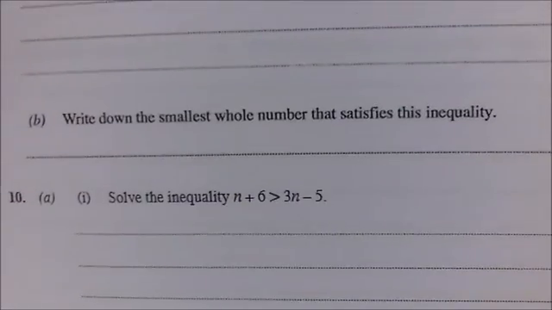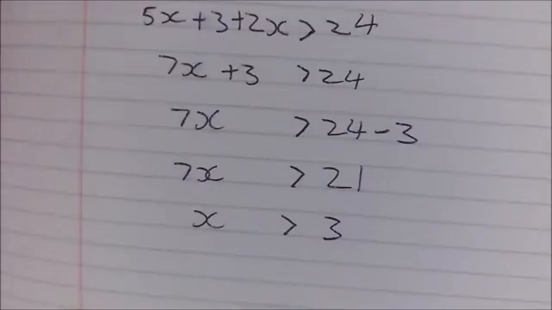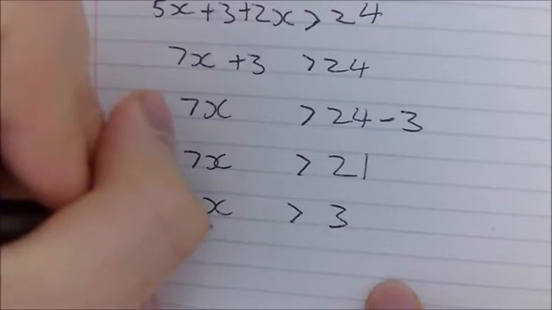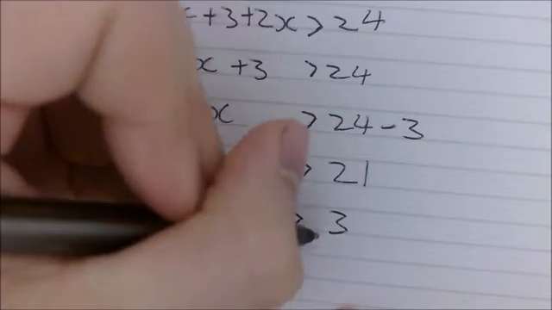Right. Part B then, similar to the question above, is write down the smallest whole number that satisfies the inequality. So the smallest whole number that's bigger than 3. Well, the smallest whole number that's bigger than 3 is x equals 4.